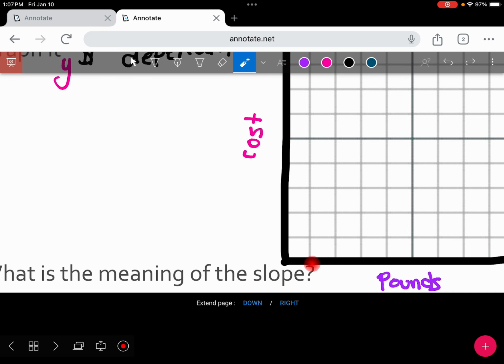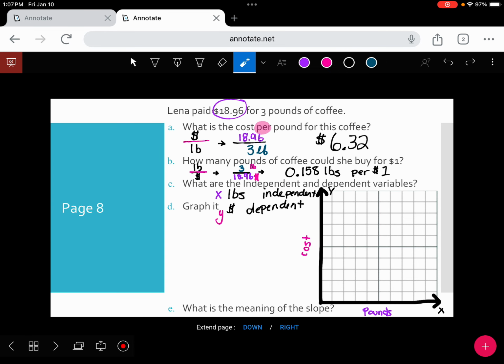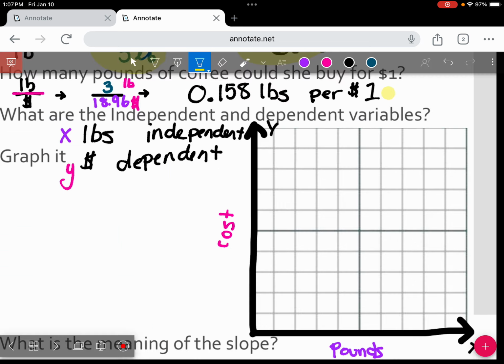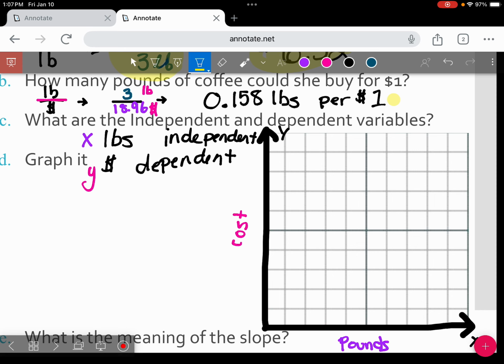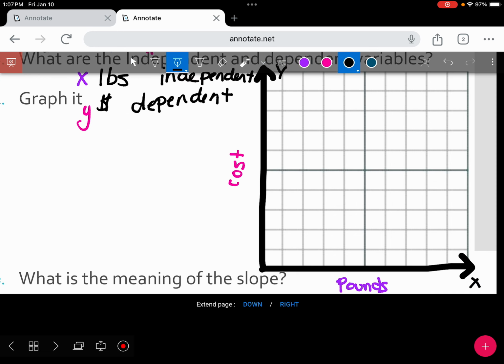You can count by 1, 2, 3, 4, 5. I saw some people skip counting, doing 1 here, 2 here, 3 here. I don't recommend counting by tens or anything higher because the information we have is for, where's my highlighter? Let's see, we've got 3 pounds at $19, and 1 pound at $6. So I don't have huge numbers of pounds for my information.